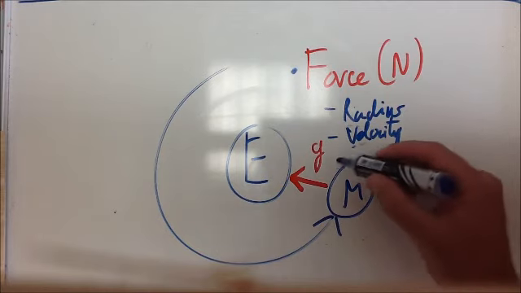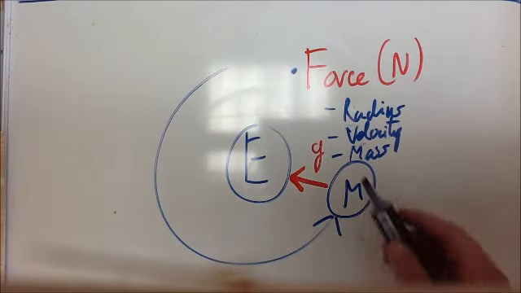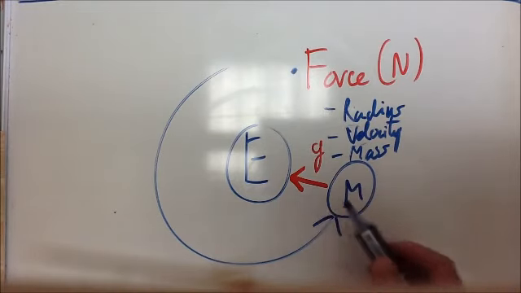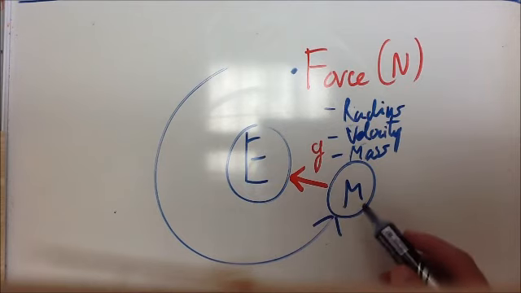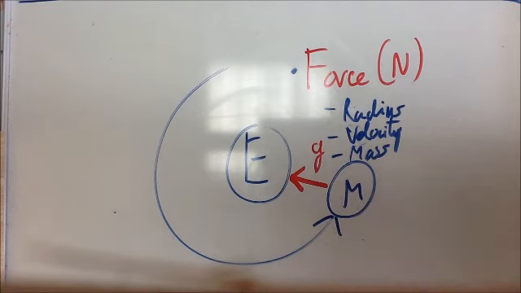The last thing that affects it is also the mass. Because gravitational field is affected by the mass of the two objects, the force of attraction between them is affected by the mass. If the Moon was too heavy, it would spiral off out of control as well.